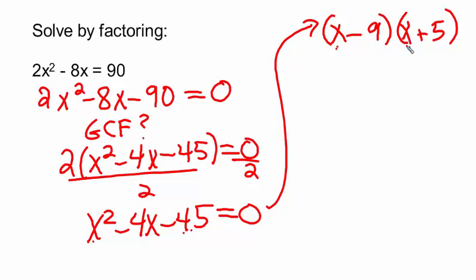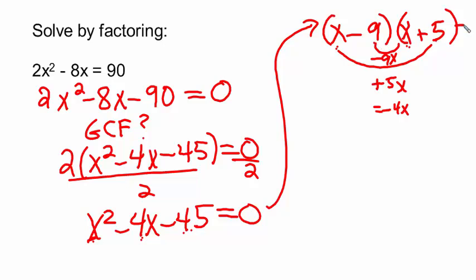So I'd get an x squared, which I'm supposed to have. I'd get a plus 5x and a minus 9x, which would combine to give me negative 4x. And that's what I want in the middle. And obviously I'll have a negative 45 at the end.